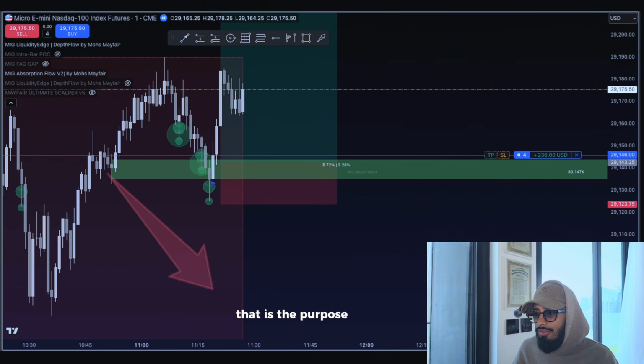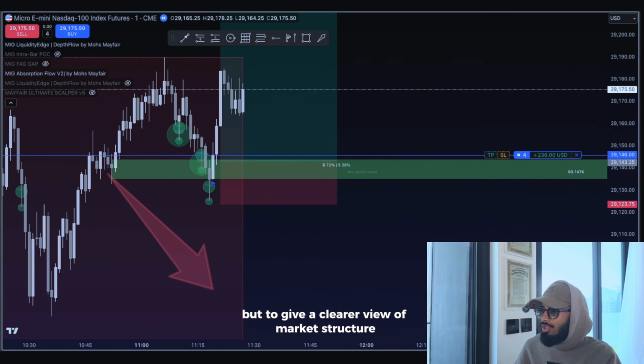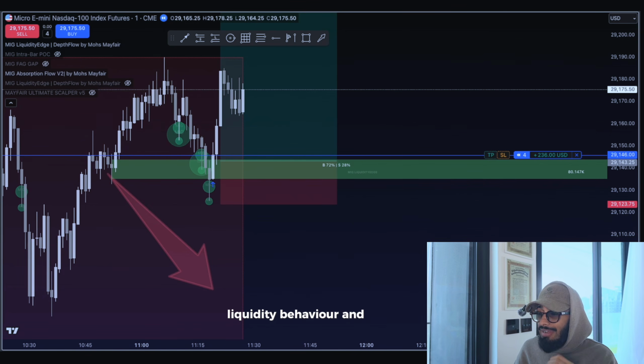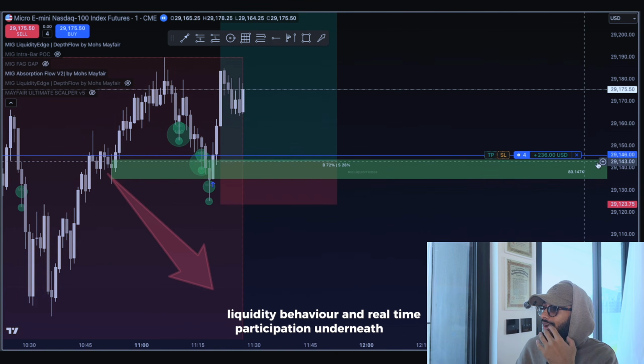That is the purpose of the MIG tools, not to predict every move, but to give a clearer view of market structure, liquidity behavior, and real-time participation underneath price.